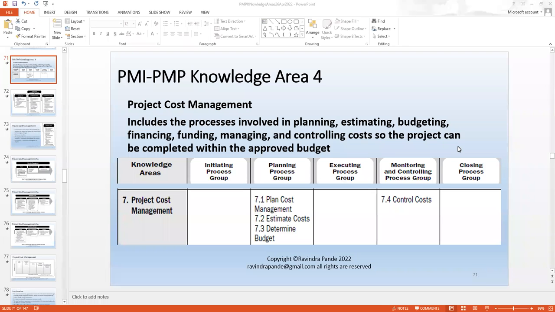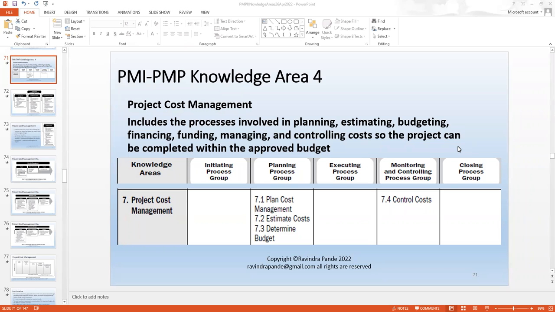As of now, cost management. We have started in our last session the project cost management, where we had covered, I think, first three process groups. Here the main intention is basically plan cost, estimate cost, determine budget, and then controlling cost. Okay, first three are in planning process group.